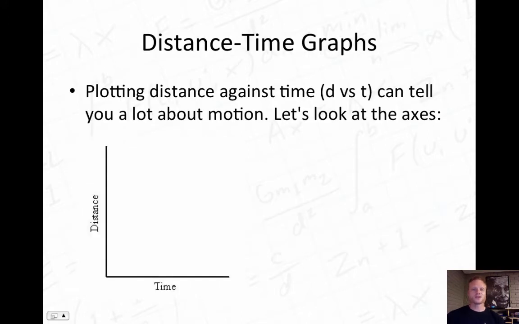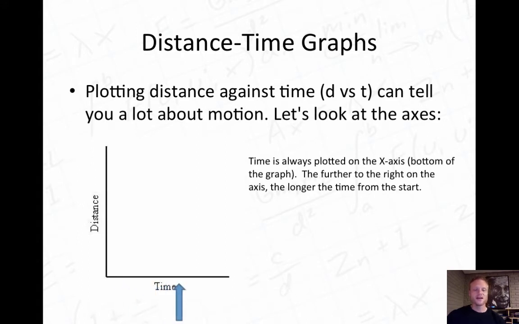Okay, so let's start talking about distance time graphs. Plotting distance against time, or d versus t, can tell you a lot about the motion. If we look at our axes, time is always plotted on the x-axis, or the bottom of the graph. As you move to the right on the time axis, time is increasing. So this is going to be 0, and as you move to the right, it's getting bigger.